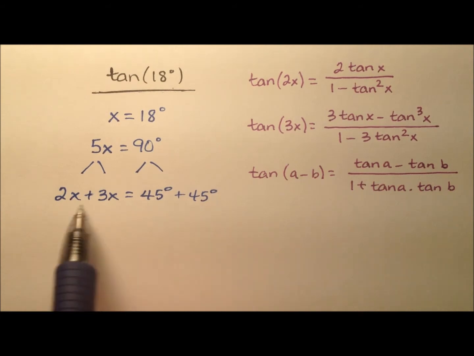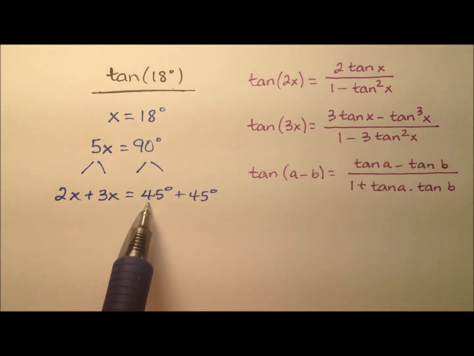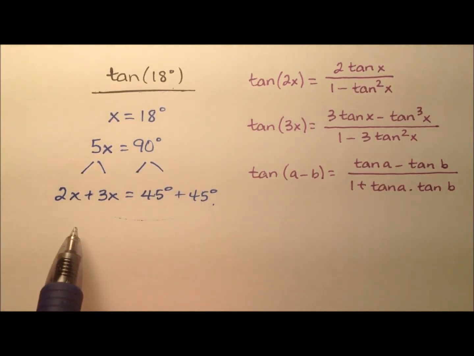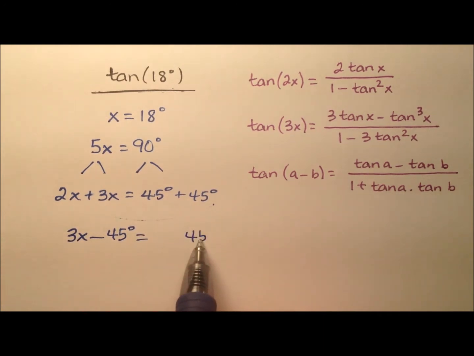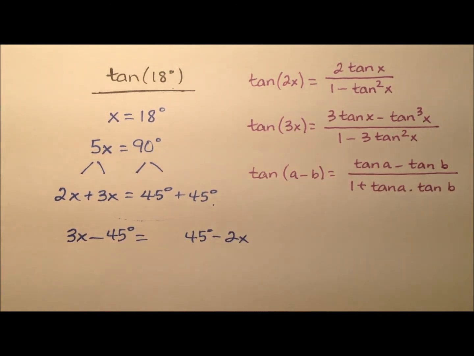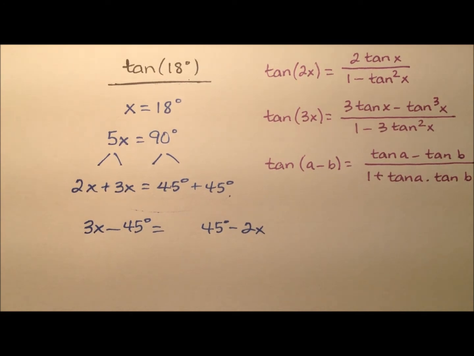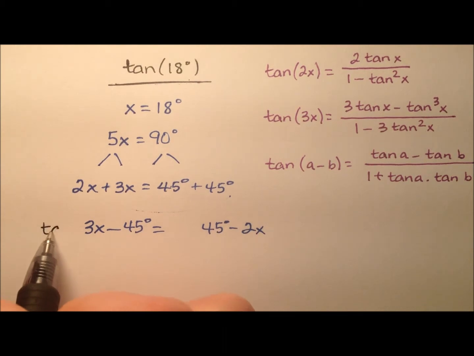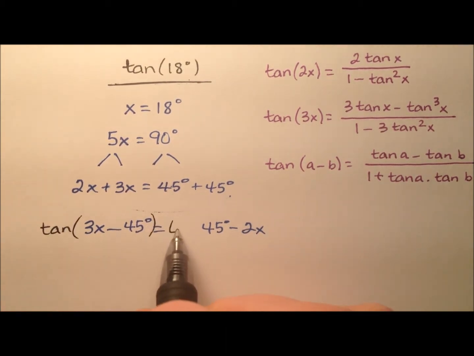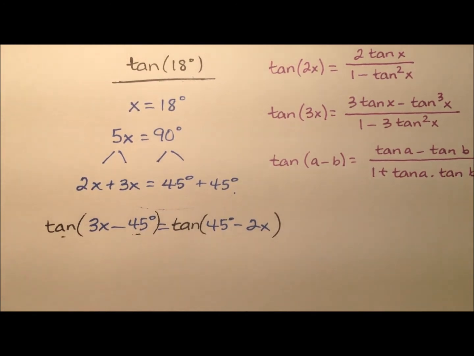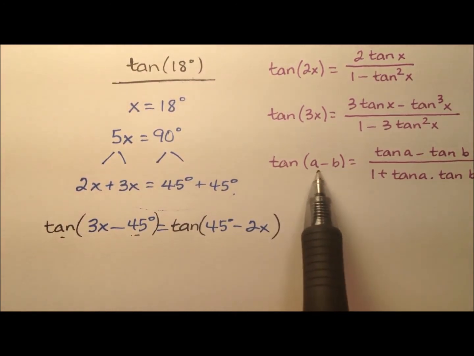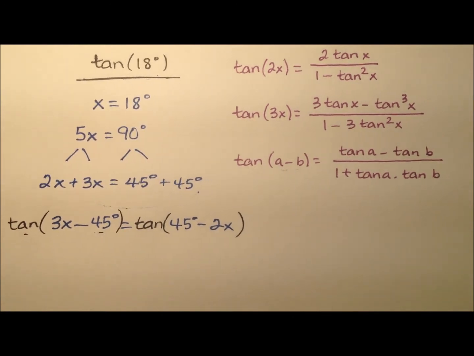Okay, let's rearrange a few of these terms. I'm going to bring the 45 degrees over here and the 2x over here. And so I'm going to end up with 3x minus 45 degrees equals 45 degrees minus 2x. Okay? So finally, to wrap up this part of it, I'm going to take the tangent of both sides of this equation. So you'll see on the left and the right-hand side of this equation, I'm going to have this difference identity for tangent.